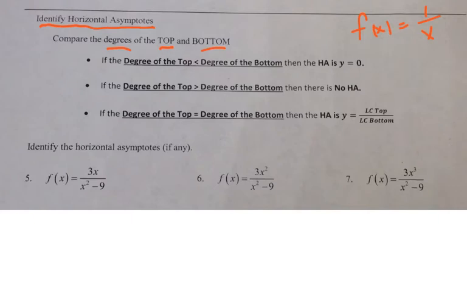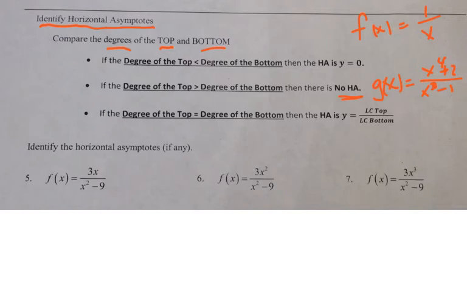Okay. If the degree of the top is greater than the degree of the bottom, then there is no horizontal asymptote. So if I have something like g of x equals x to the fourth plus 2 over x to the third minus 1, there's no horizontal asymptote, because the degree of the numerator is 4 and the degree of the denominator is 3. The top has a greater degree than the bottom. There's no horizontal asymptote.